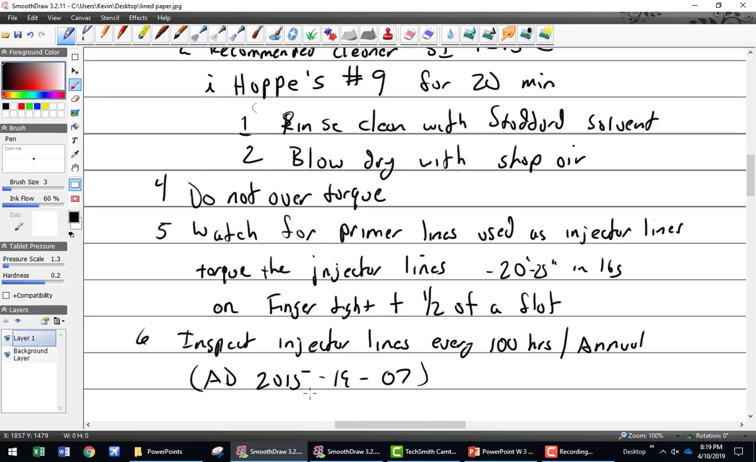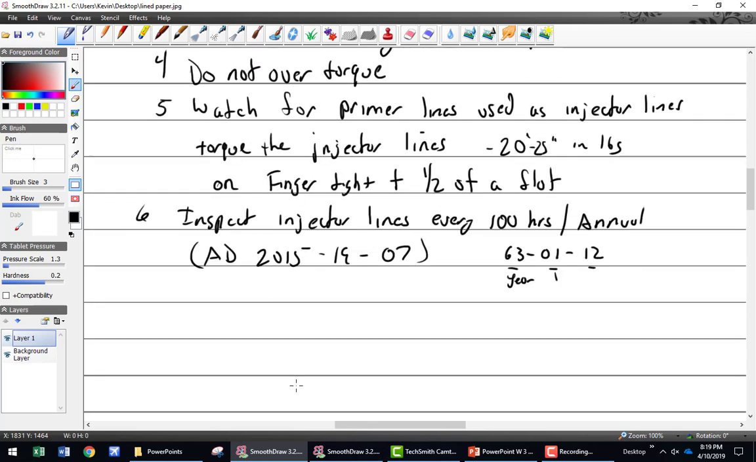That's called 2015. So if you see an AD that's something like 63-01-12, this is the year that it came out. So it'd be 1963. This is the biweekly. So it was the first biweekly that came out, and that was the 12th one of the series. So this came out in 2015 at the 19th biweekly. So now you know when they come out.